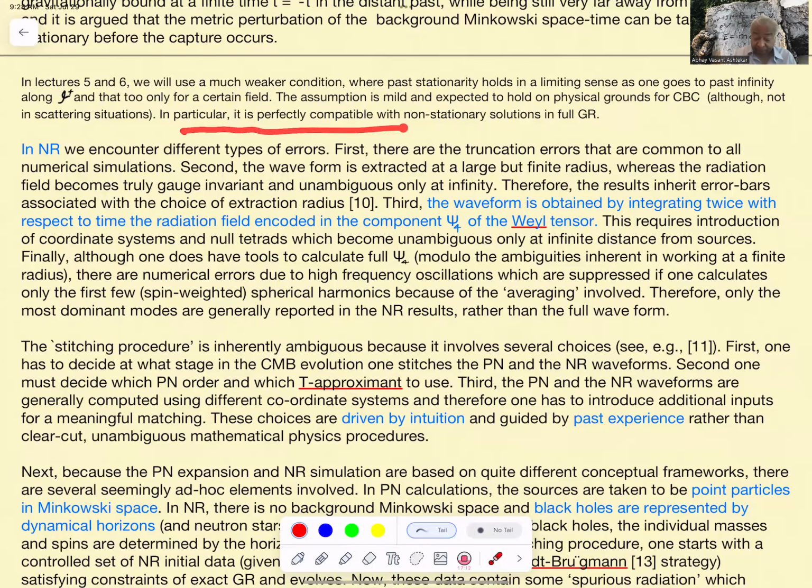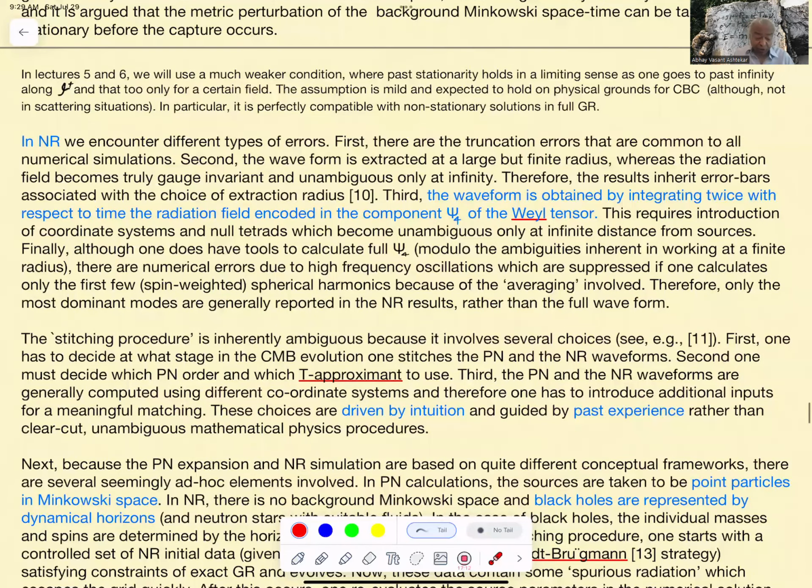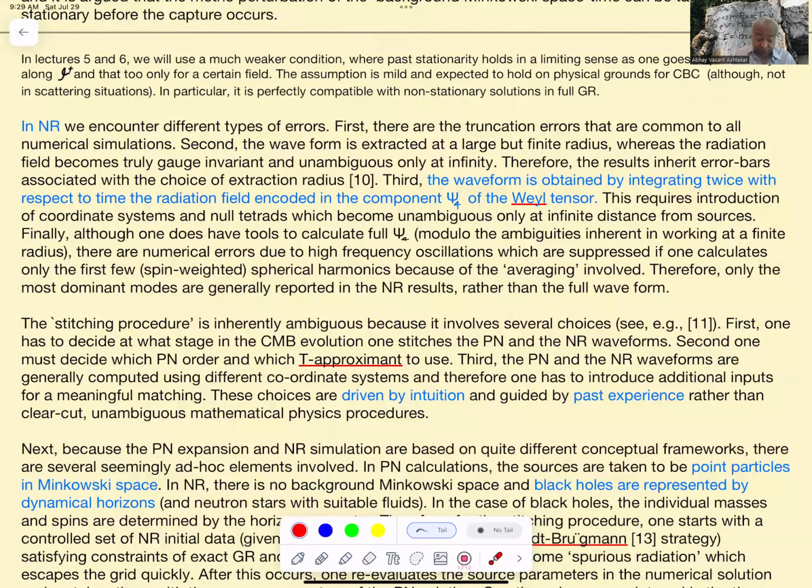In particular, this assumption that we are going to use, the weaker condition, is perfectly compatible with the non-stationary solutions of full general relativity. I'm not avoiding anything which says that the solution must be stationary in the future if it satisfies some conditions. I'm not assuming such conditions. I'm only assuming very weak conditions which perfectly allow non-stationary solutions in full general relativity in the Cauchy problem in the future. Now, in numerical relativity, one encounters different types of errors.